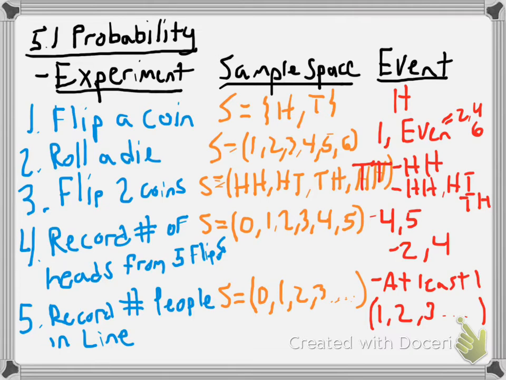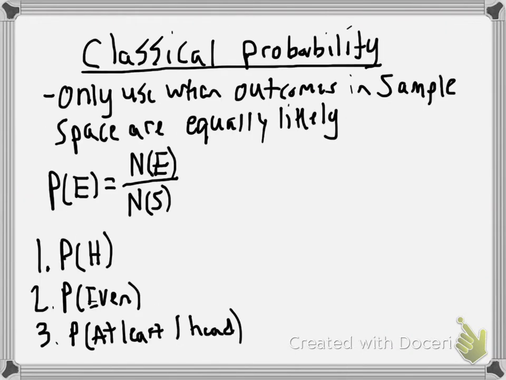So I'm going to go back to this page, and the formula you have here is the probability of any event is n, the number of outcomes for that event, divided by the number of outcomes in the sample space. So let's look at this.